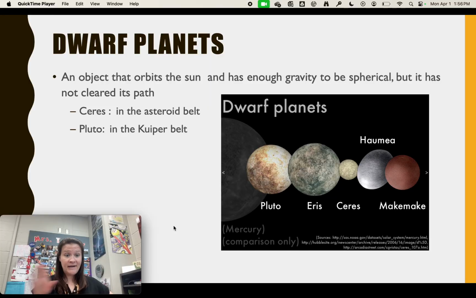There are many dwarf planets. Pluto is not alone in its family. The two that I'm going to have you know and memorize: the most famous dwarf planet in the asteroid belt is called Ceres. In the beginning, Ceres was originally thought to be a planet until Galileo saw it with the telescope and realized, nope, not one. And then Pluto, which is in the Kuiper Belt.